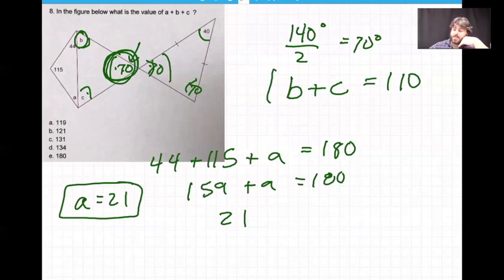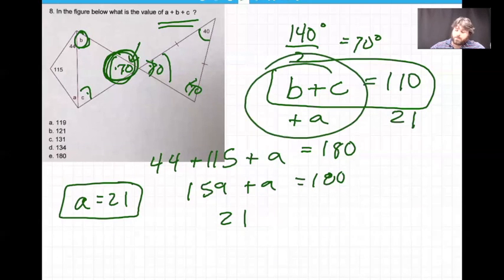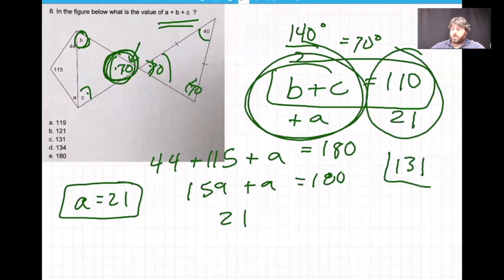Now, if I know B plus C is 110, all I've got to do is add A to that because what I'm looking for is A plus B plus C. So if I add A, then I know A is 21. I'm going to get A plus B plus C is 110 plus 21. So it's 131 degrees. A plus B plus C.